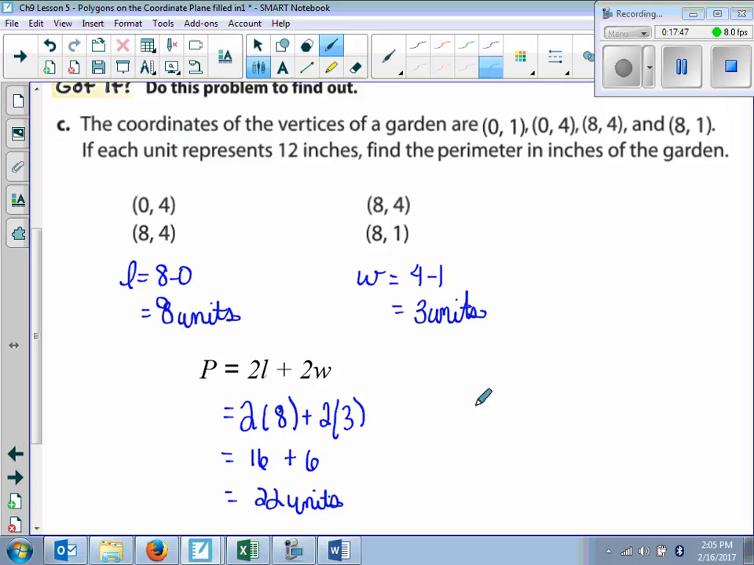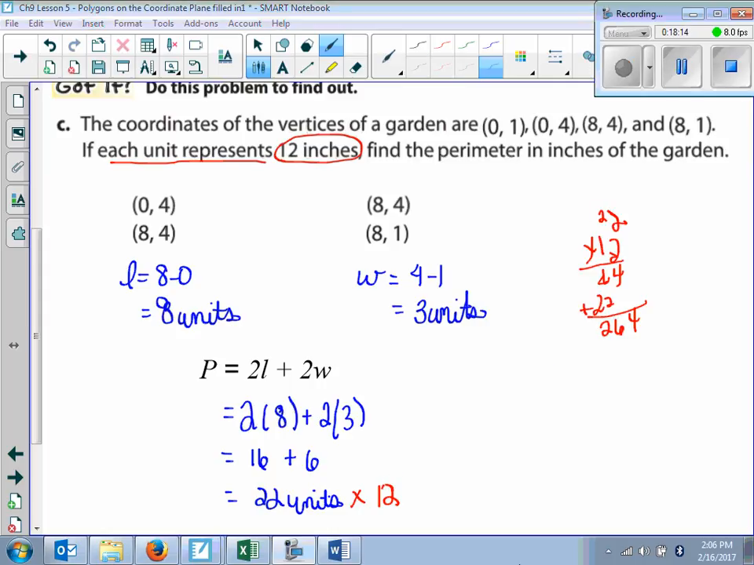So my garden is 22 units around, right? But how many inches is it? What do I have to do to that 22? Right. Because each unit represents 12 inches, we need to take that 22 units and multiply that times 12.